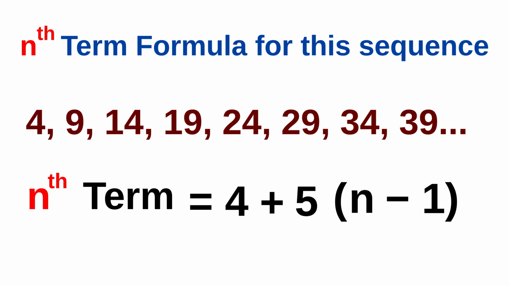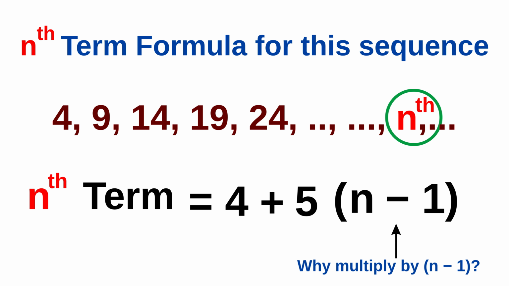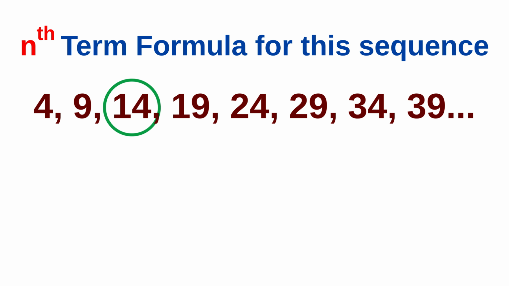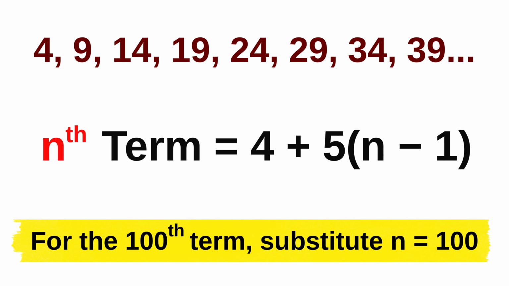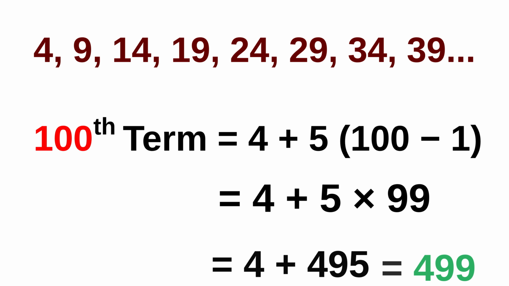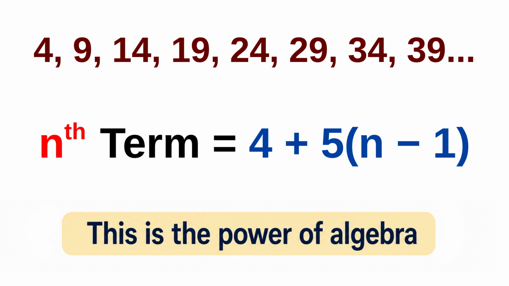Now, why do we use n minus 1? Because to reach the nth position, we only jump 5s after the first term, that is, n minus 1 times. If you want the third term, you only add 2 5s to the first term. Now we can find any term. For the 100th term, 4 plus 5 multiplied by the group 100 minus 1 is 499. This ability to generalize patterns is a core use of algebra.